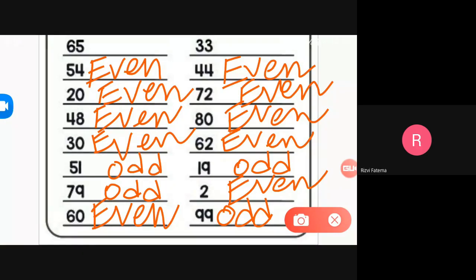Numbers. Do you understand this? Understood.